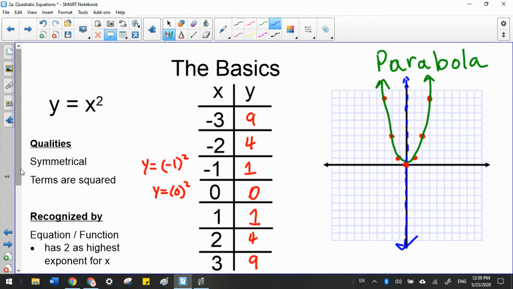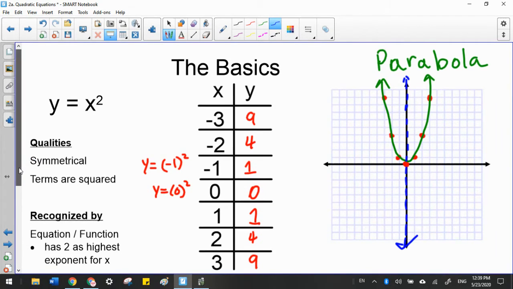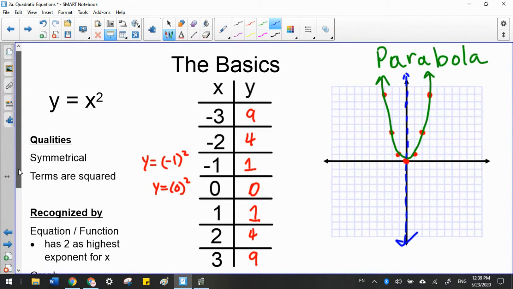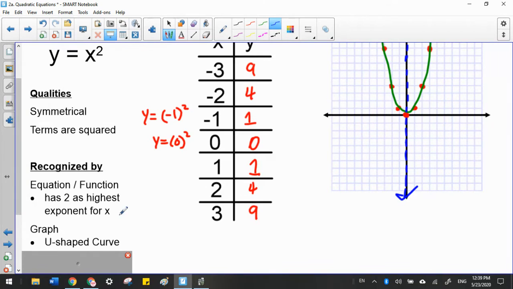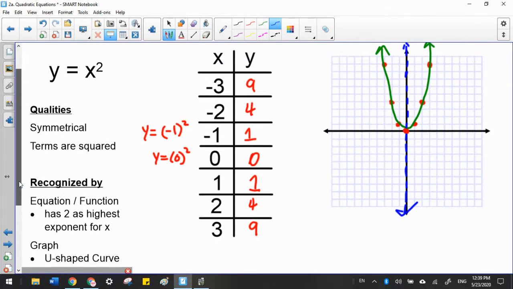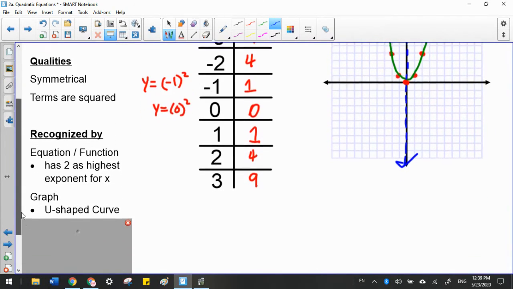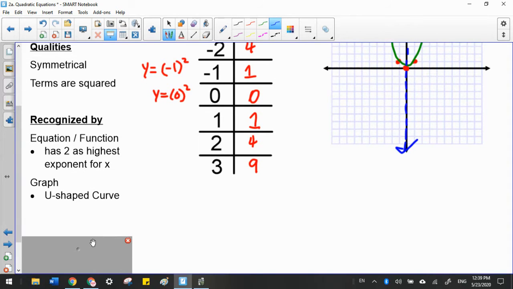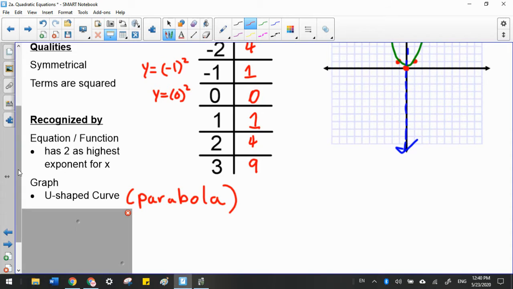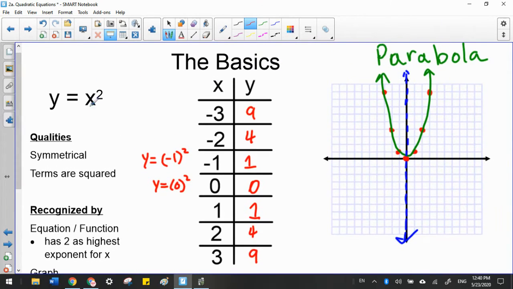And you can recognize that you're dealing with a quadratic through two things. One, the equation or the function you can recognize as a quadratic because the x has an exponent of 2. And when you're looking at a graph, you recognize it's a quadratic by noticing the shape of the curve, as in it's a U-shaped curve, also known as having the shape of a parabola. And that is the general behavior of quadratics right now.